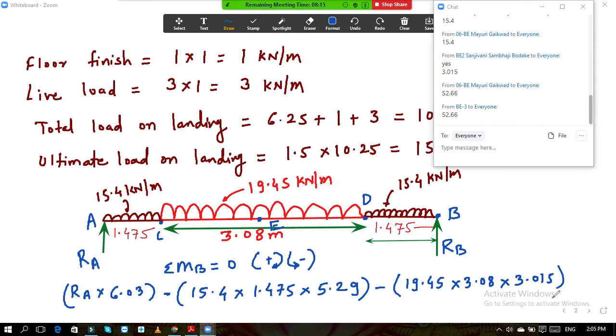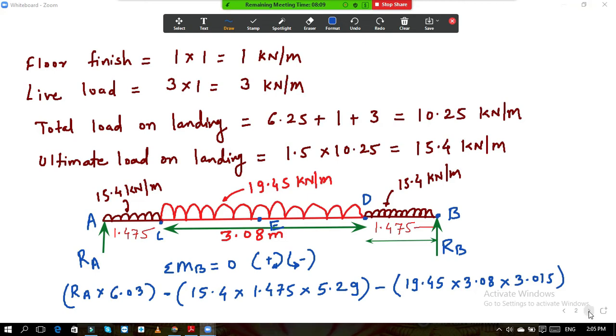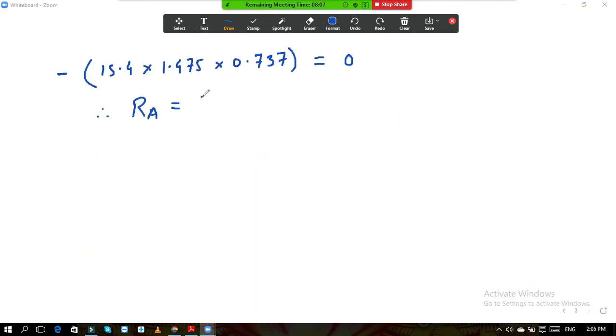52.66. Okay, so please others, please verify the answer. So Ra is equal to 52.66 kilonewton and it is positive, so up. So now we want to calculate the maximum bending moment.